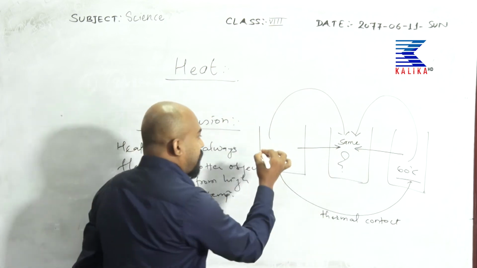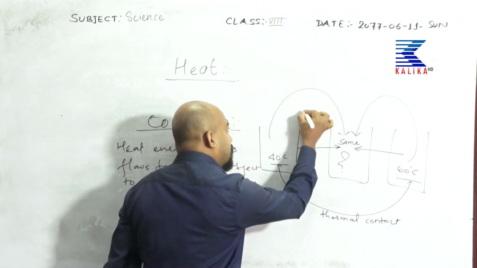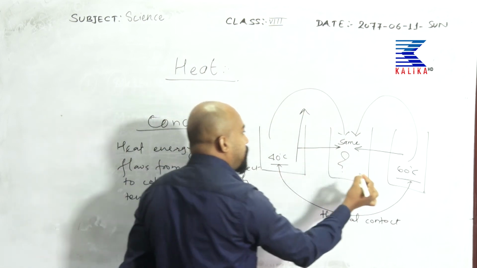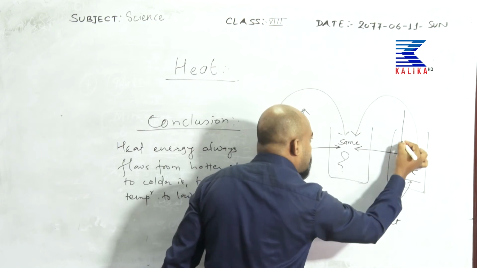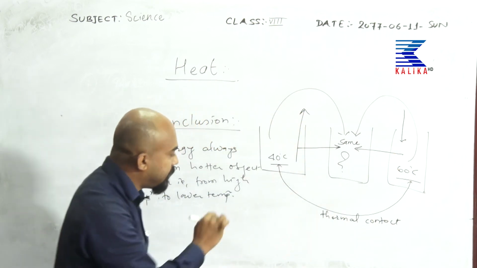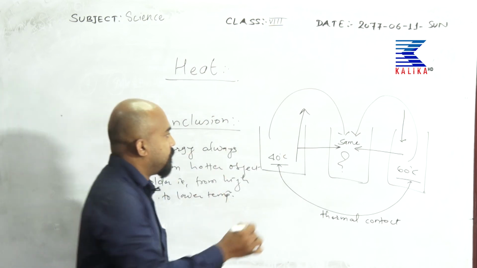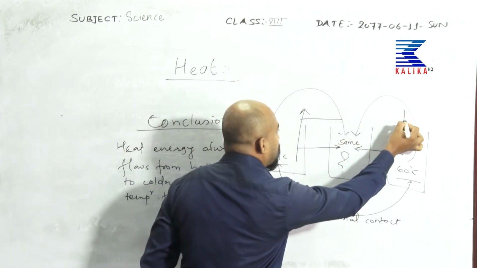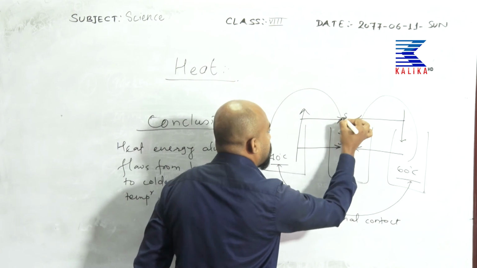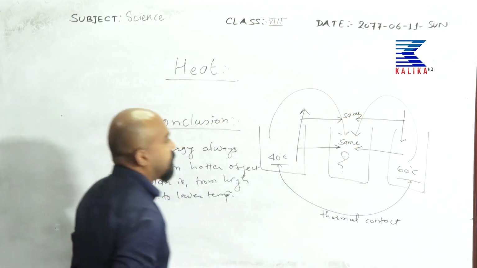That means the temperature of 40 degrees must increase to a certain point, and the temperature of 60 degrees must decrease to a certain point when they are kept in thermal contact. But up to when? Till the temperature of both becomes the same.